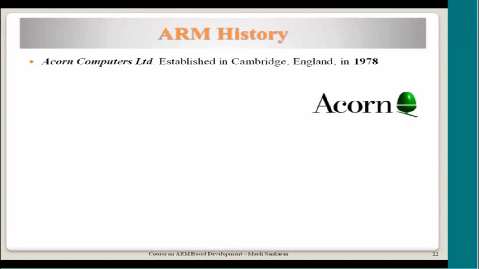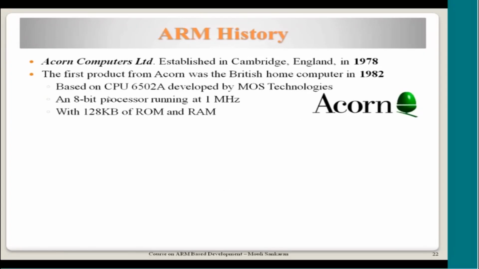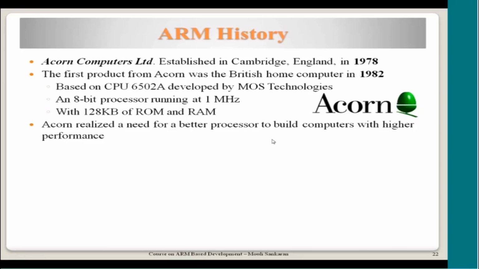ARM Computers was the first company established in Cambridge, working on processor architecture, and they came up with the first CPU, which is named CPU 6502A, and these were the characteristics of that processor which came out of ARM Computers in England.